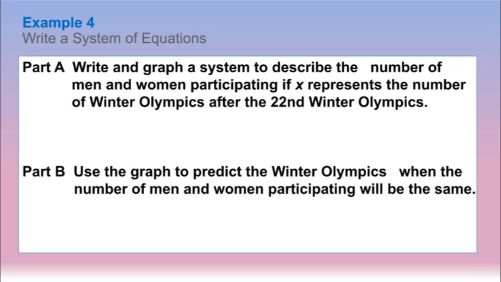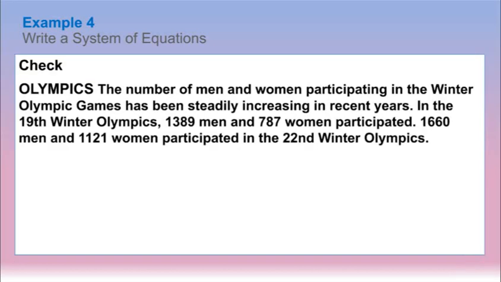What we want to do is write and graph a system to describe the number of men and women participating if X represents the number of Winter Olympics after the 22nd Winter Olympics. And then part B, use the graph to predict the Winter Olympics when the number of men and women participating will be the same. To go back, we're going to write our equations here.